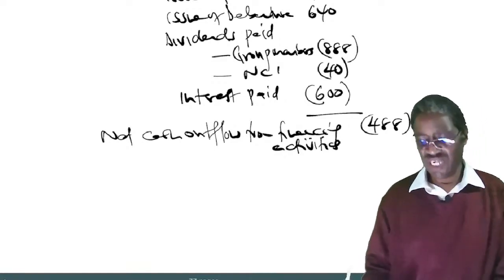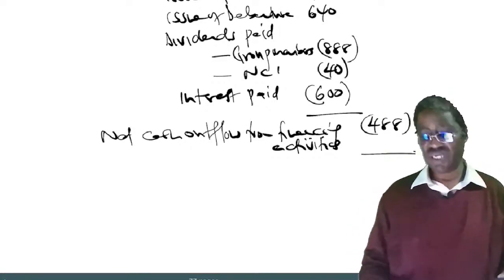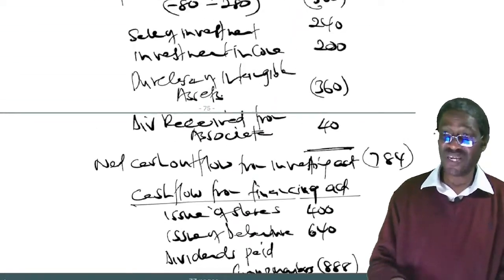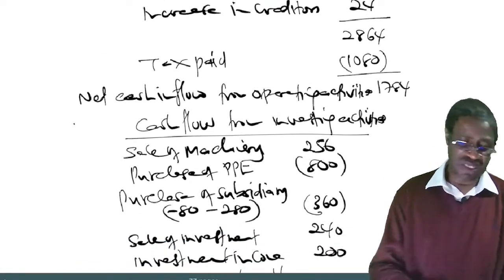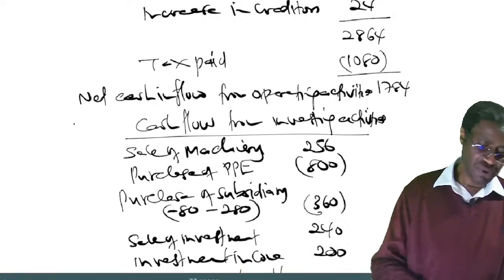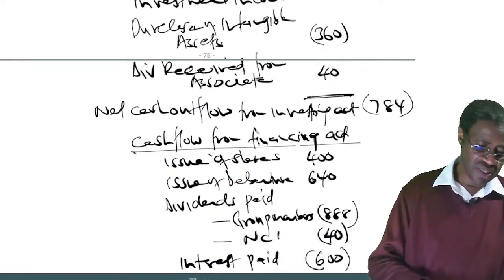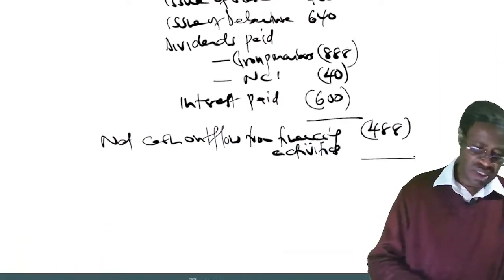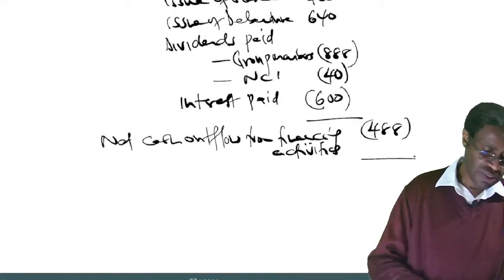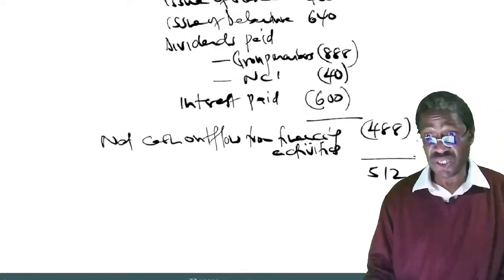Good. Then we get the net of the three categories now. Let's get the operating, the investing, and the financing. Our operating, I can see it up there, 1784 plus. Our investing is a negative, I minus 784. Then if financing is another negative 488, I minus 488.